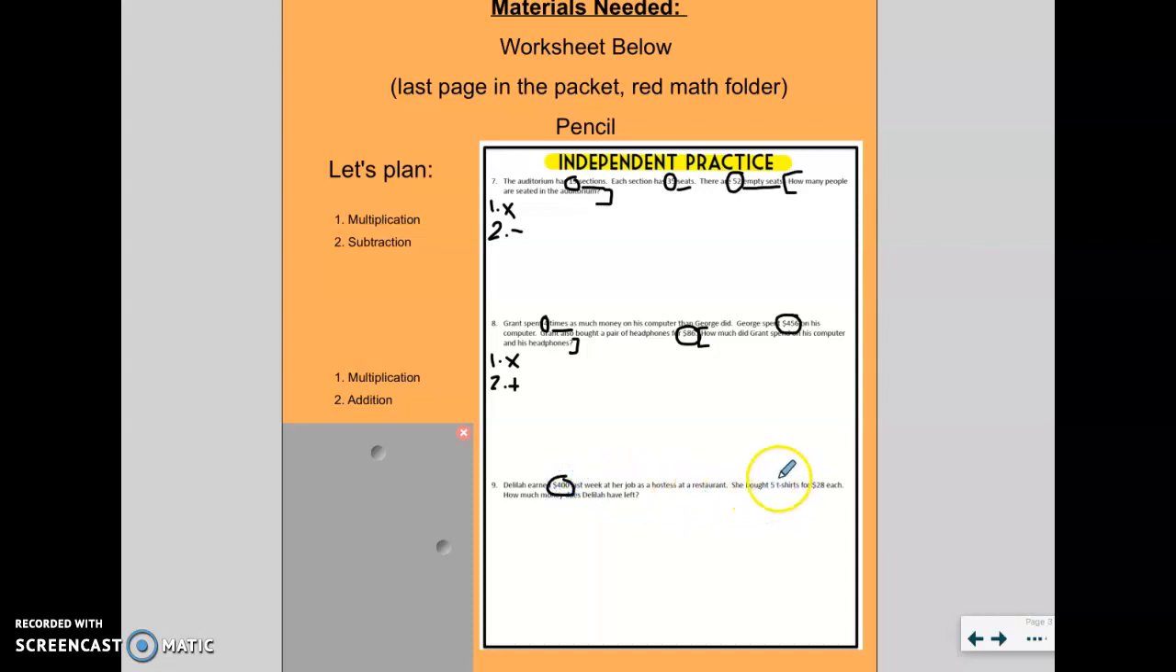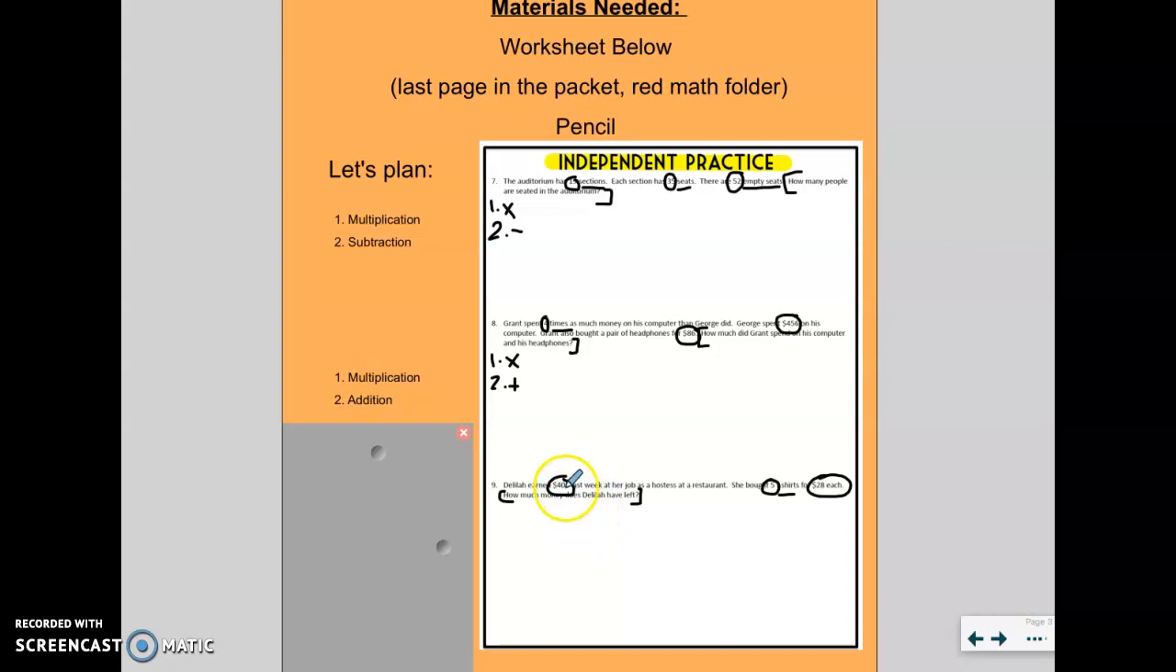She bought 5 t-shirts and they were $28 each. Okay, how much money does Delia have left? So I'm going to bracket in my final question. So I'm looking to see how much money she has left.